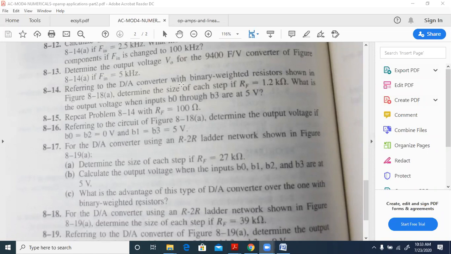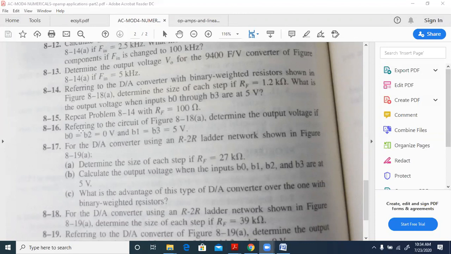And again, the output voltage corresponding to B0 to B3 at 5 volts will give 1111 to base 2. That is again 15. 15 multiplied by 0.05, with a minus sign again, will give minus 0.75 volts. Okay, I might make some mistakes also. If I do, please correct me. And if in some video there is a mistake, please inform me. So that will be the answer for 8.15.